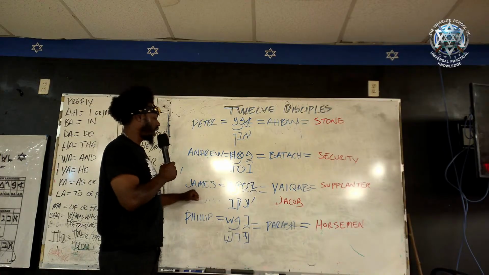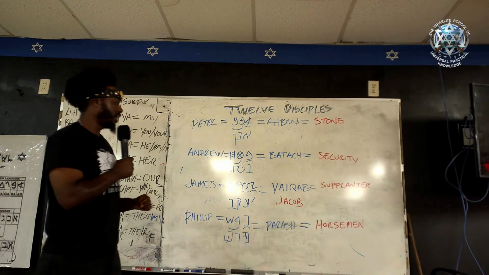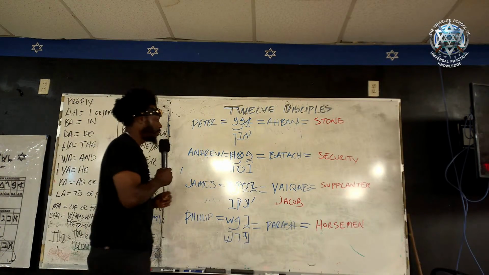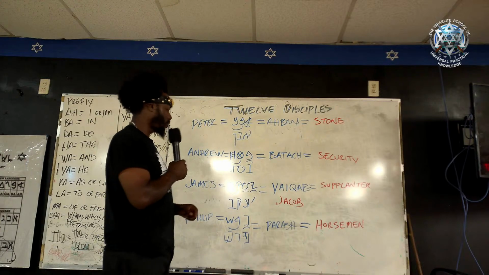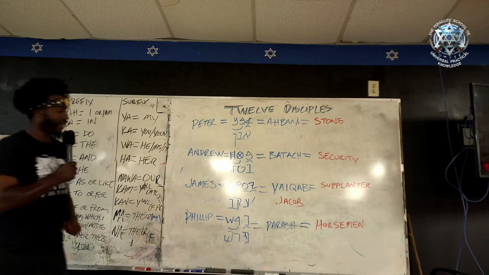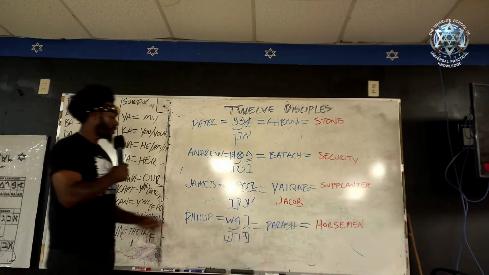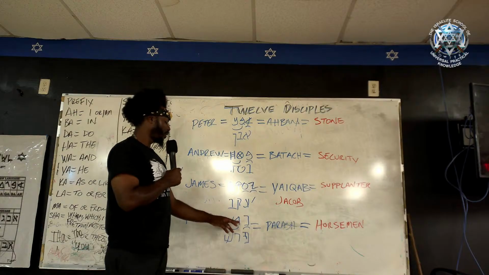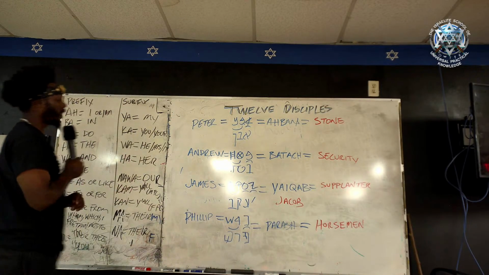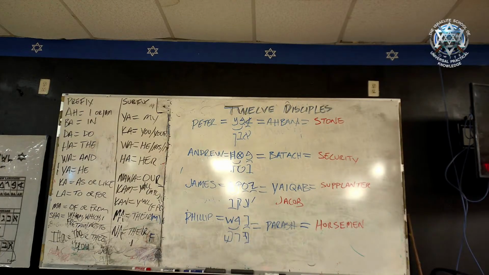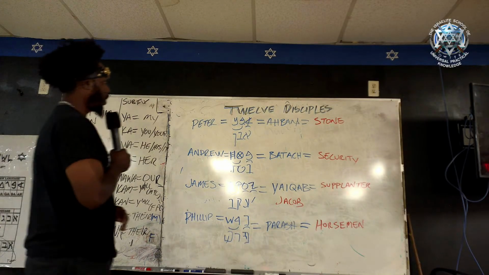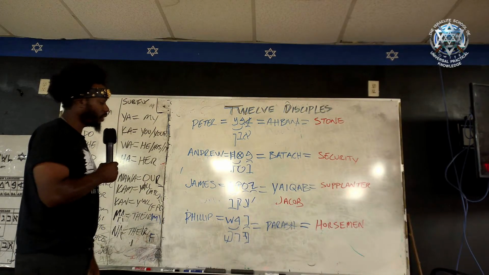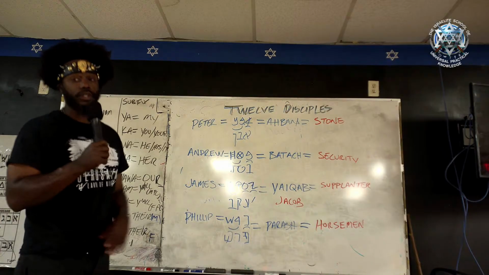So James, right, is Yahakwab, which is Jacob in the Hebrew, which means supplanter. And then the last of the first four is Philip, which is Parash, right? Which means horseman. Okay, so go ahead and screenshot this. I'm going to erase it and move on to the next four.